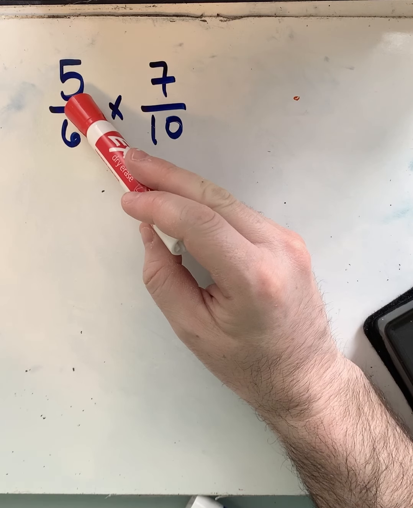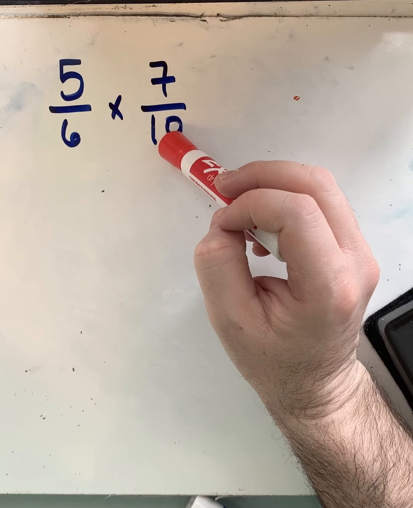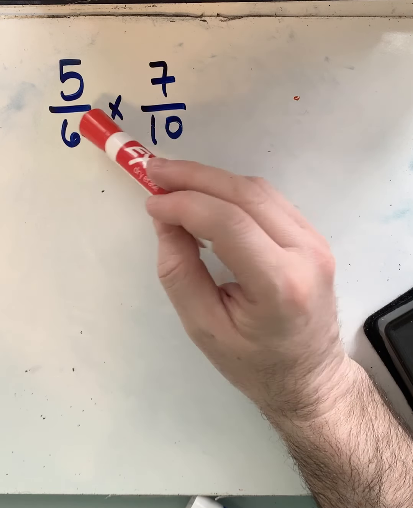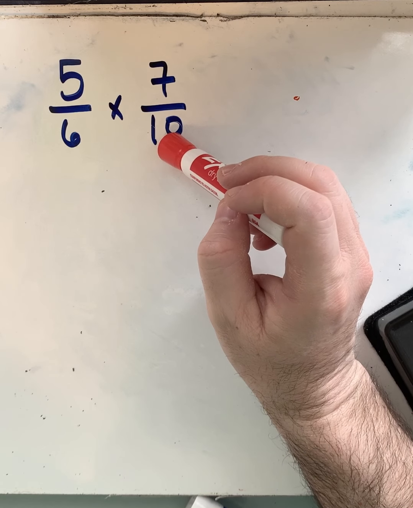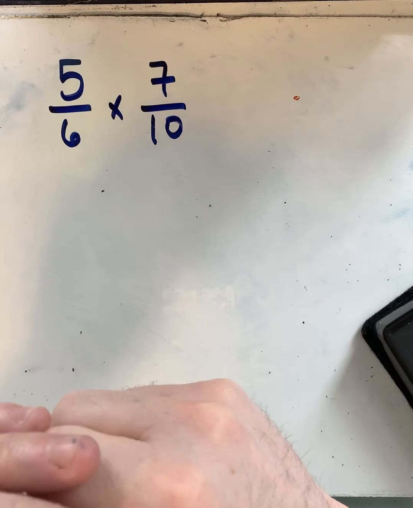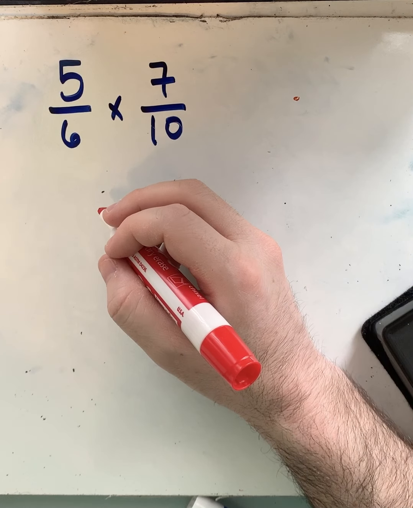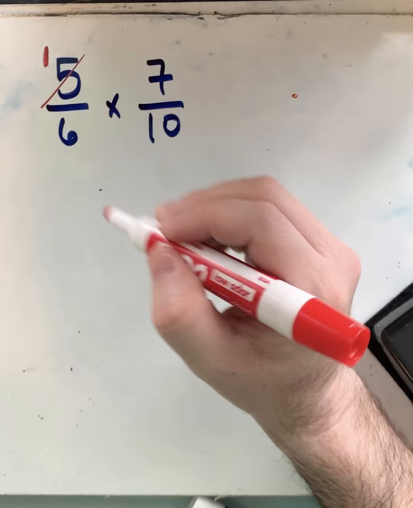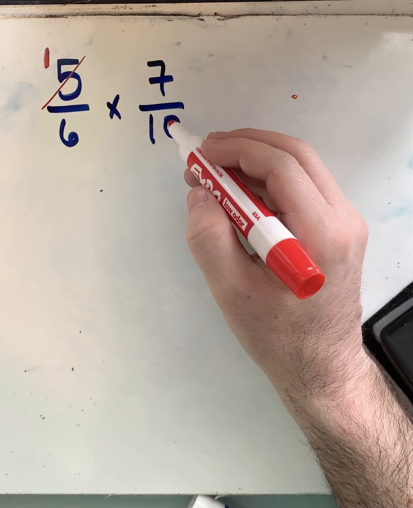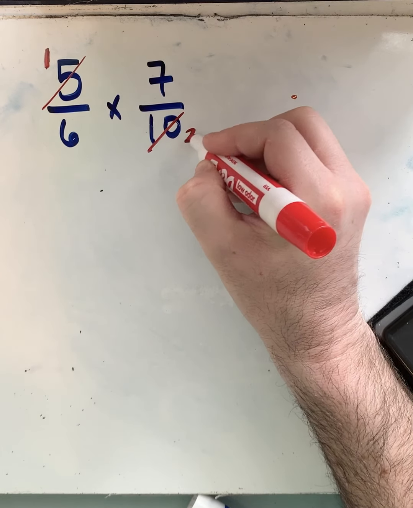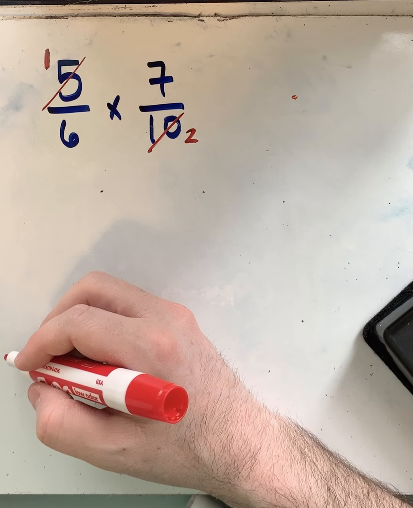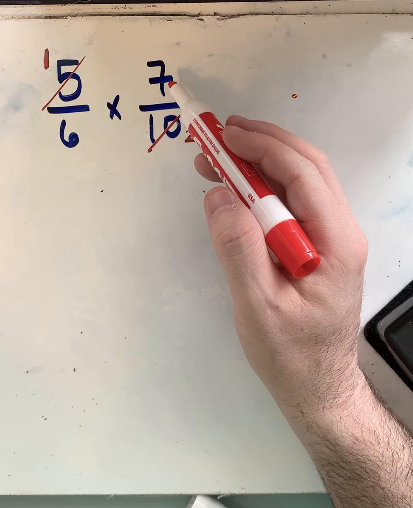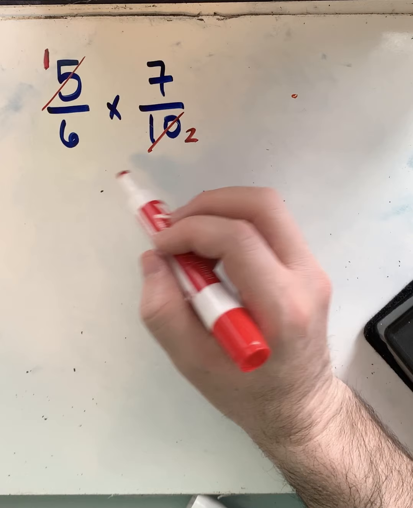I look at 5 and I see 10 on the bottom here. I know that 5 can go into 5 and 5 can go into 10. So what I can do is I can actually cancel these out pre-multiplication. So I know that 5 goes into 5. Well, this is now just going to become a 1. Okay? And 5 goes into 10 twice. That becomes a 2.